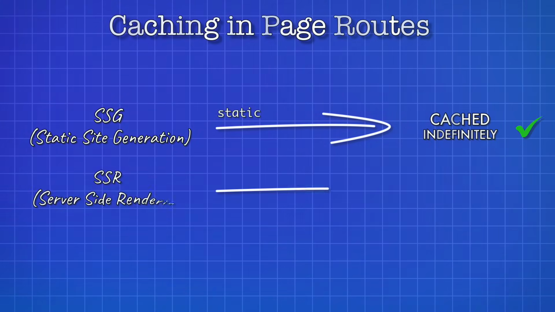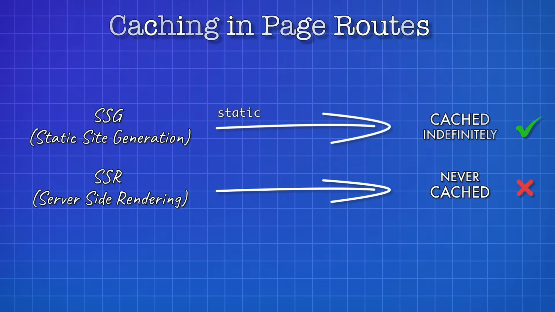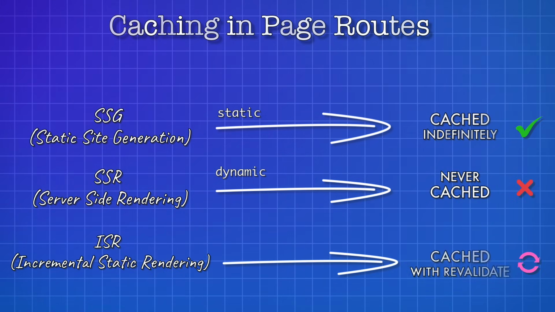With SSR, it is always rendered on request time. So essentially, the page output is never cached. And this is the same as dynamic rendering. And finally, we have ISR or incremental static rendering, which is a mix between the two. The result is cached, but it comes with a revalidation timeout. Essentially, the page is static initially, but from time to time, that static output is refreshed, therefore making it dynamic.